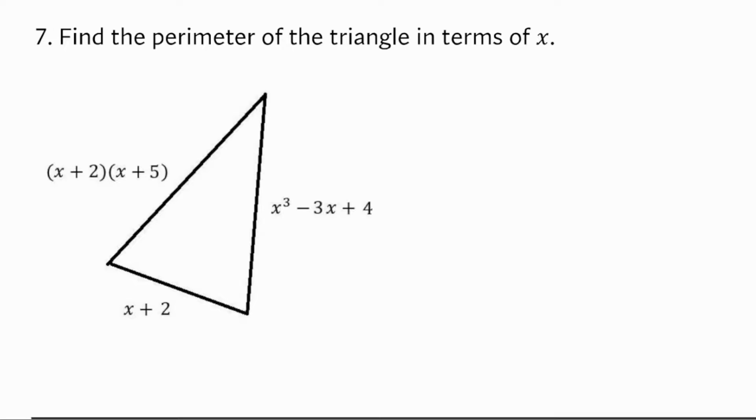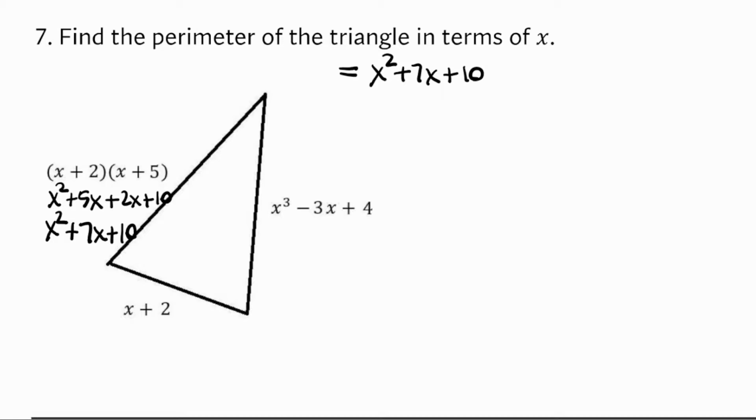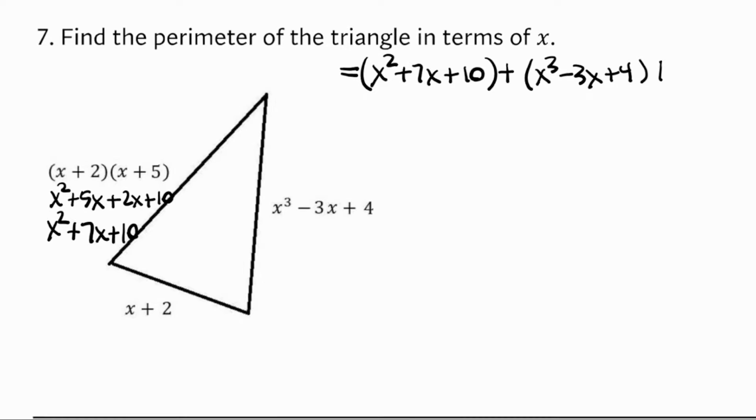All right, when finding the perimeter, we're going to add all of the side lengths together. And first we're going to need to multiply x plus 2 by x plus 5. And so I'll get x squared plus 5x plus 2x plus 10. Just write that as x squared, 7x, and 10. Okay, so this perimeter we're looking for is what I just computed, plus the other two side lengths. Right, and then we're going to combine like terms.